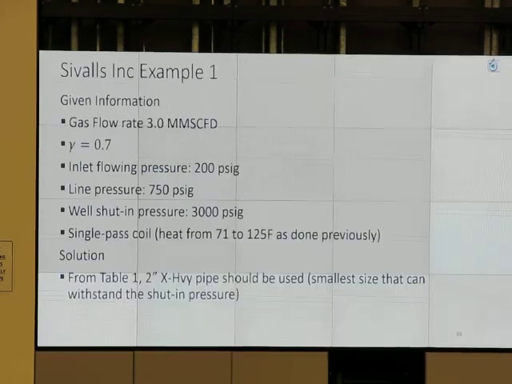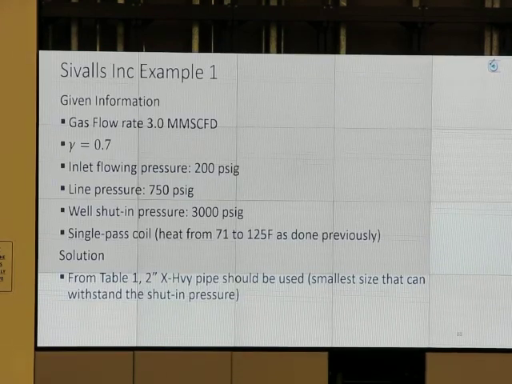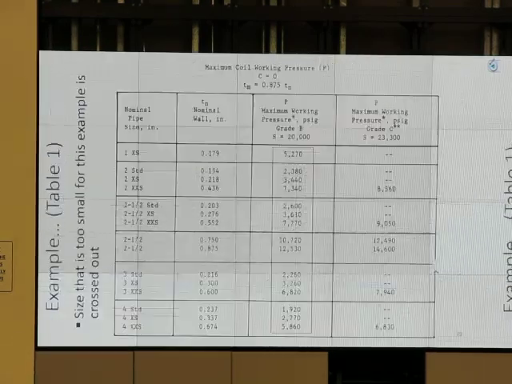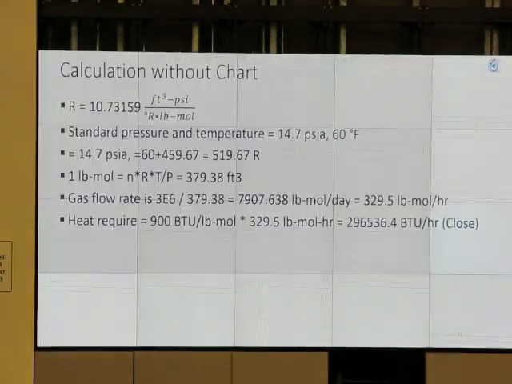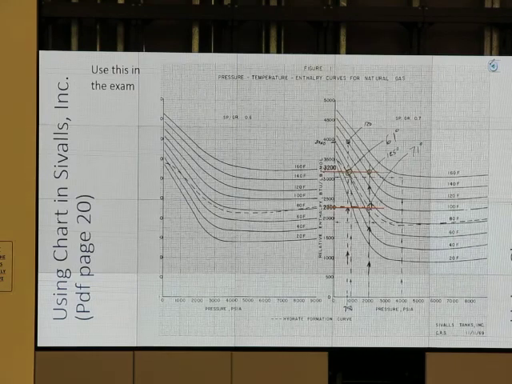Example 1. We have a gas flow rate of 3 million cubic feet per day. Gamma, what's gamma? Specific gravity of that natural gas, 0.7. Inlet flowing pressure, 200 psi. Line pressure, is it 2000? So basically, what we did previously is use this chart to calculate how much heat we need, right? That's step number 1.